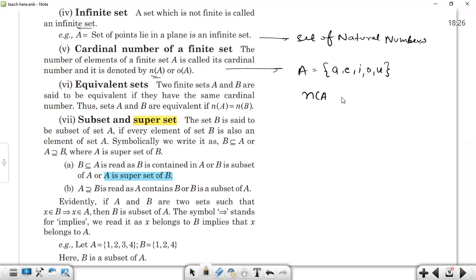What is the cardinal number of the set? Please tell. 5. Good. And what is the cardinal number of this set? Please tell, don't be confused. No, null is there, so that's why I'm thinking, sir. Is it 0 or null? I don't know, sir.